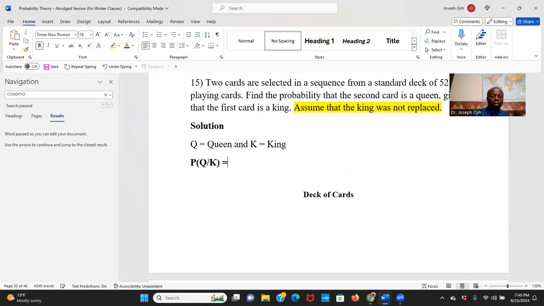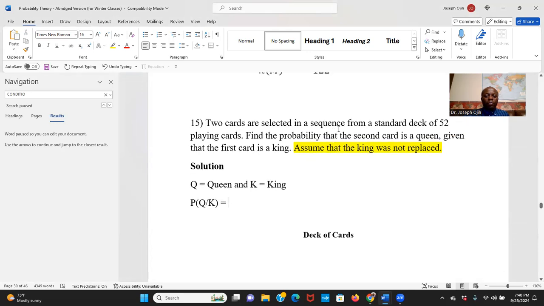Okay. Now, before you make the selection, there are 4 kings and 4 queens. But we're looking for the probability that the second card is a queen, given that the first card is a queen. Now, when we select this first card, there are 4 kings and 4 queens out of a total of 52 cards.